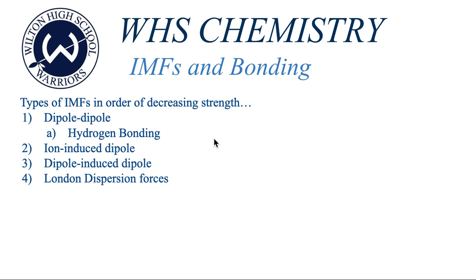Hey guys! So in this video, we're going to be talking about IMFs and bonding. So the types of IMFs in order of decreasing strength. So the strongest is dipole-dipole, specifically hydrogen bonding. And then we have ion-induced dipole, dipole-induced dipole, and London dispersion forces. So we'll talk about what each of these are in a second.